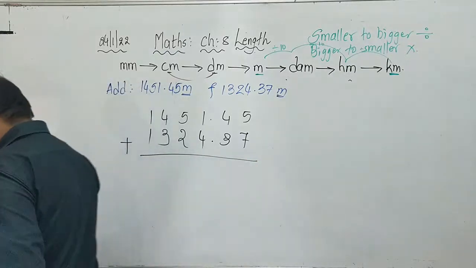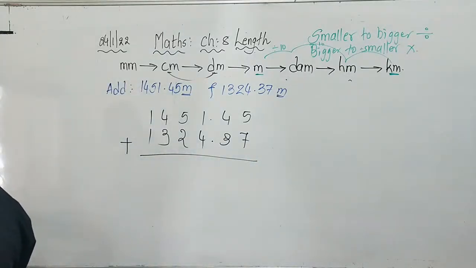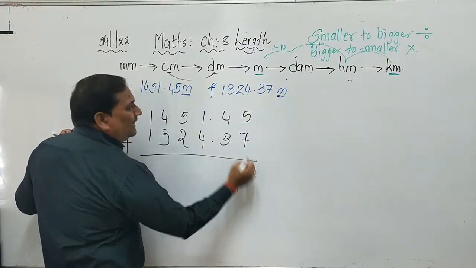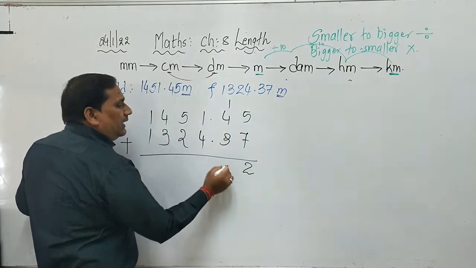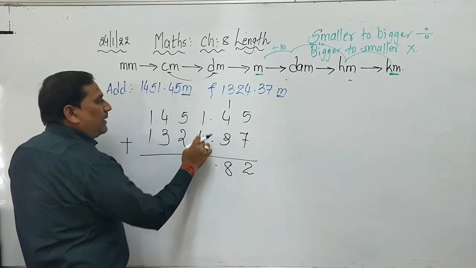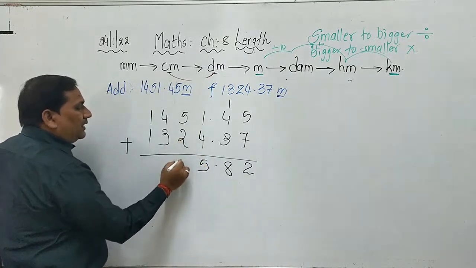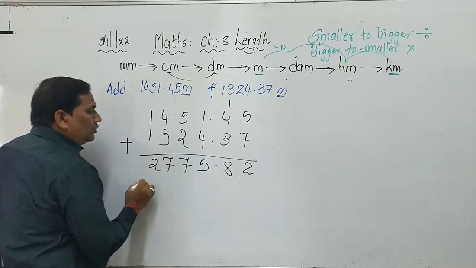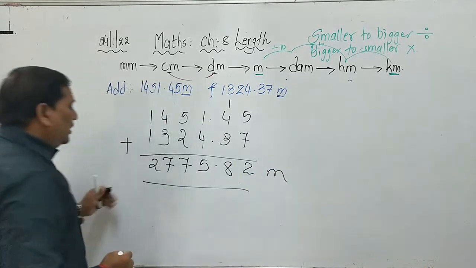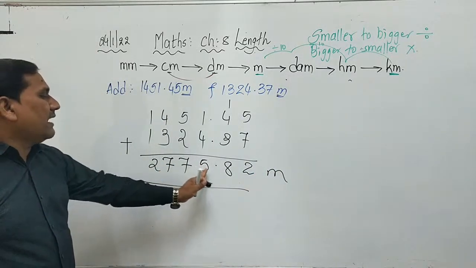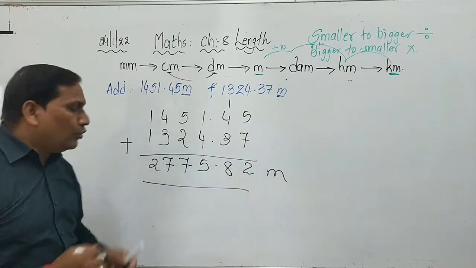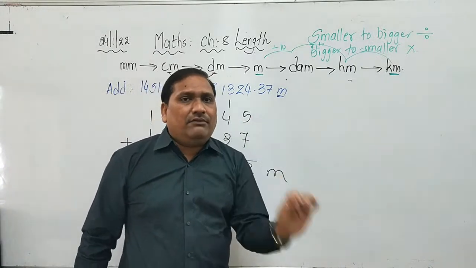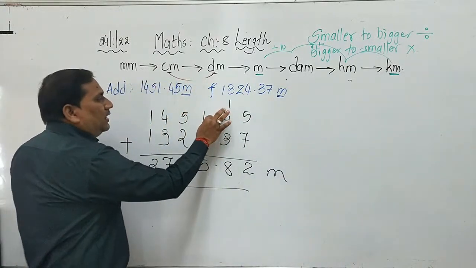So now add it. Add कीजिए 5 plus 7 12, carry 1, 5 plus 3 8, decimal, 1 plus 4 5, 5 plus 2 7, 4 plus 3 7, 1 plus 1 2. So our answer 2775.82 meter.